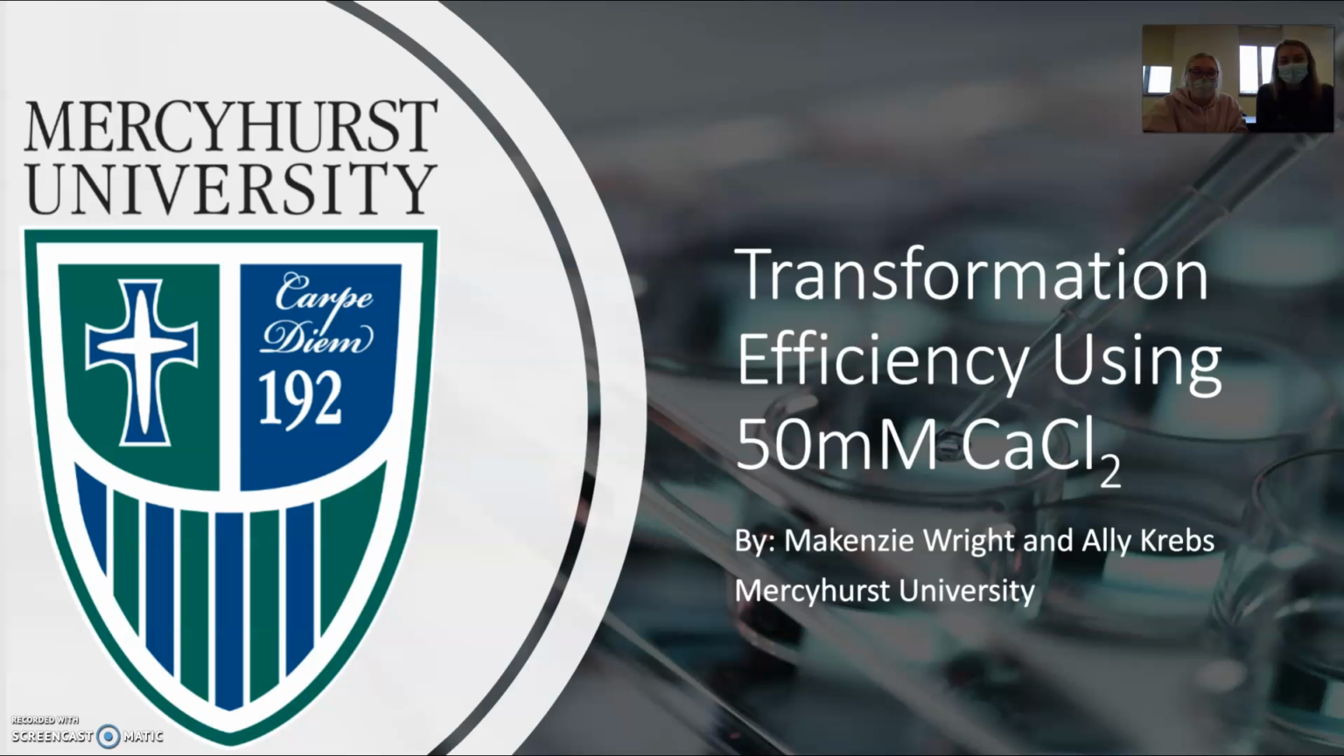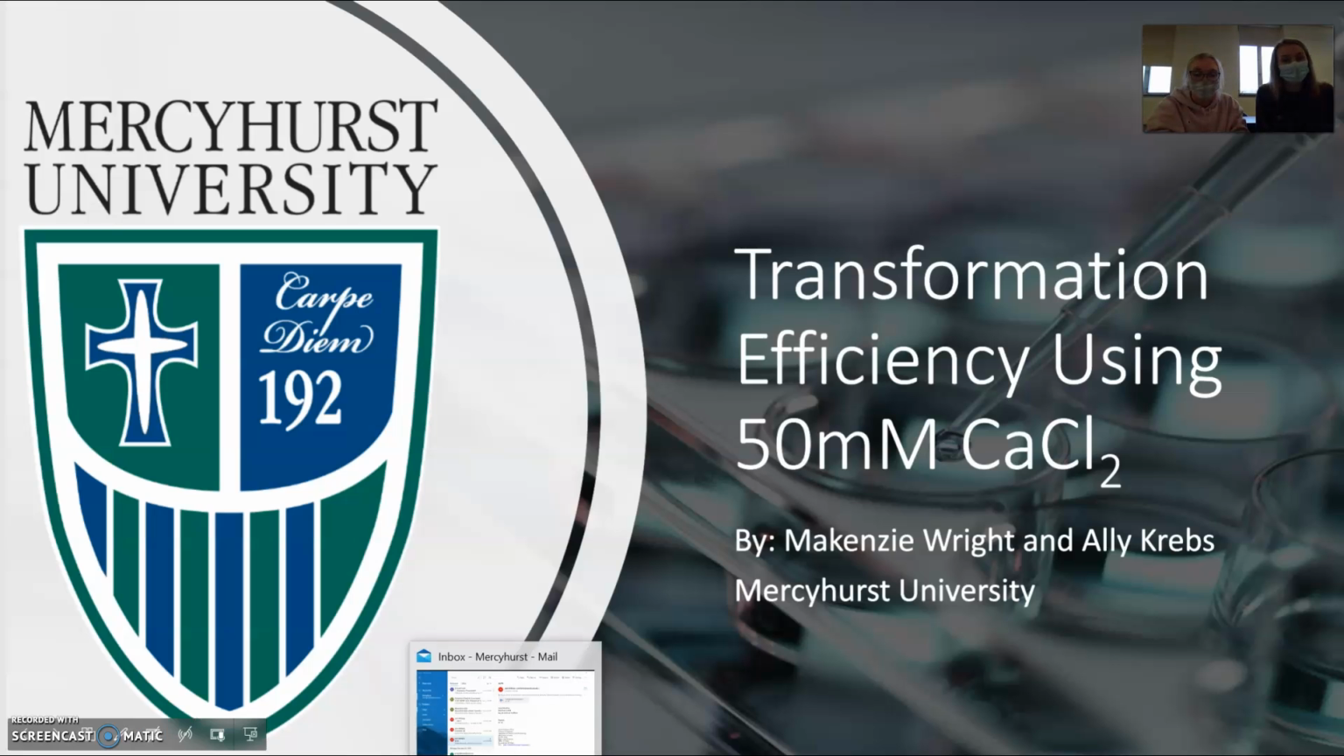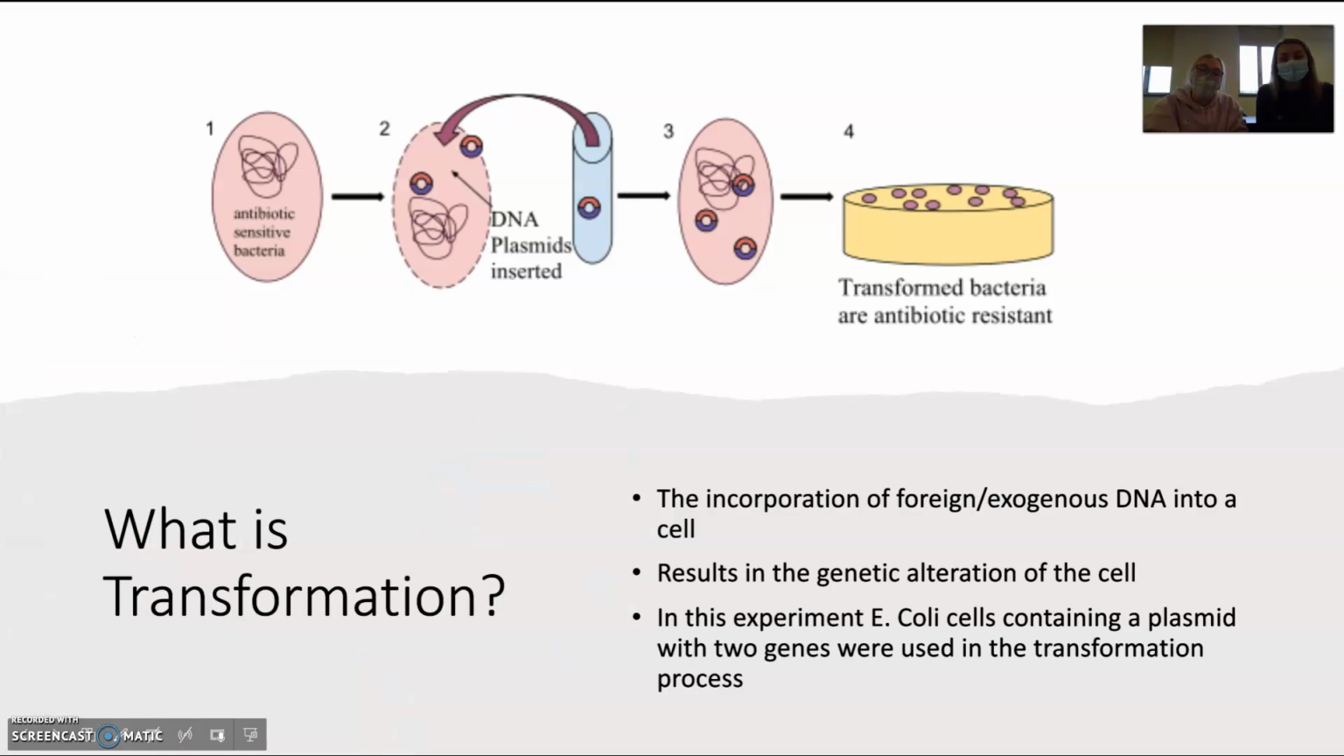Today we're going to be talking about transformation efficiency using 50 millimoles of calcium chloride compared to the original experiment of 100 millimoles. So what exactly is transformation? Transformation is the incorporation of foreign DNA into a cell. Transformation results in the genetic alteration of the cell.